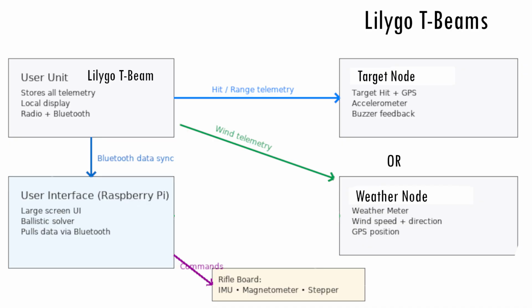So here's the solution. We split the features of this unit into two modes: target mode and weather mode. In target mode, the unit is placed directly on the steel target and sends hit indication back to the user, as well as GPS data for range. In weather mode, the unit connects directly to the weather meter and sends wind direction and wind speed back to the shooter's location. The unit connects to the weather meter and can be placed anywhere in the shooting field, completely decoupled from the target. That way, we optimize processing power and we minimize the chance that one of these weather meters can be hit.